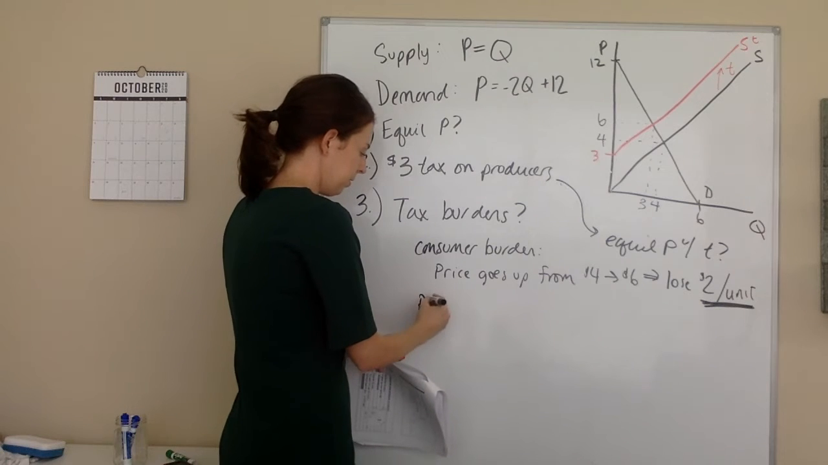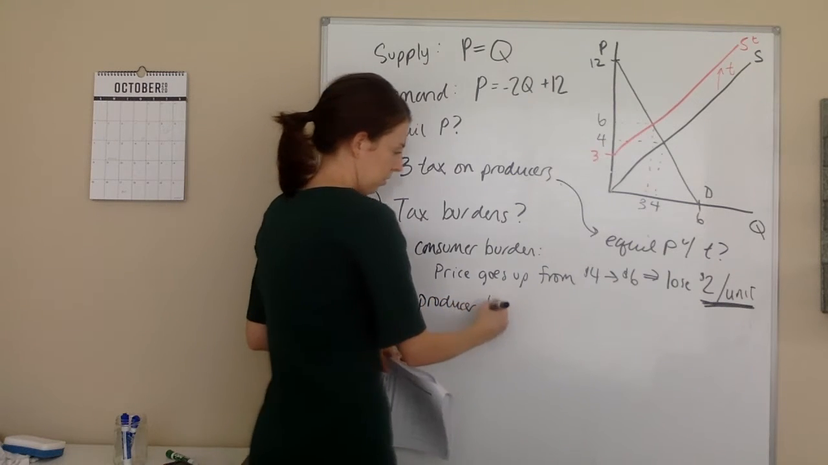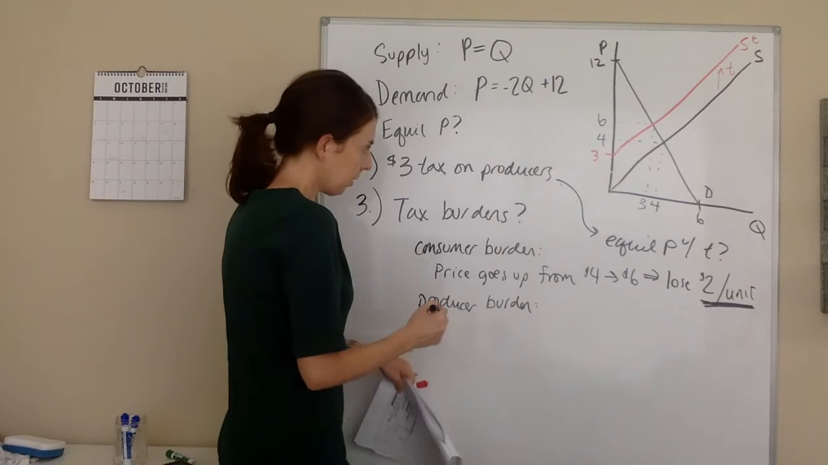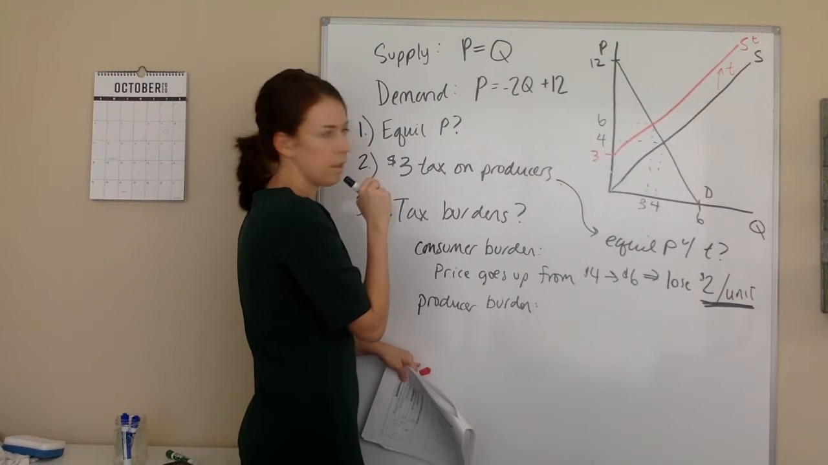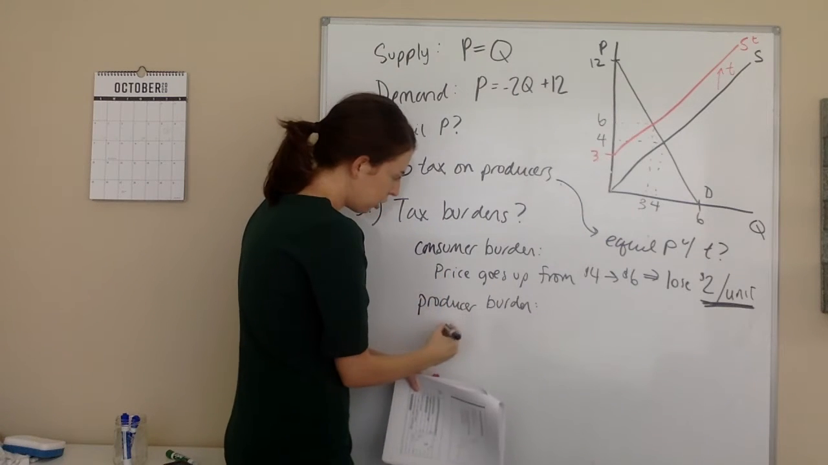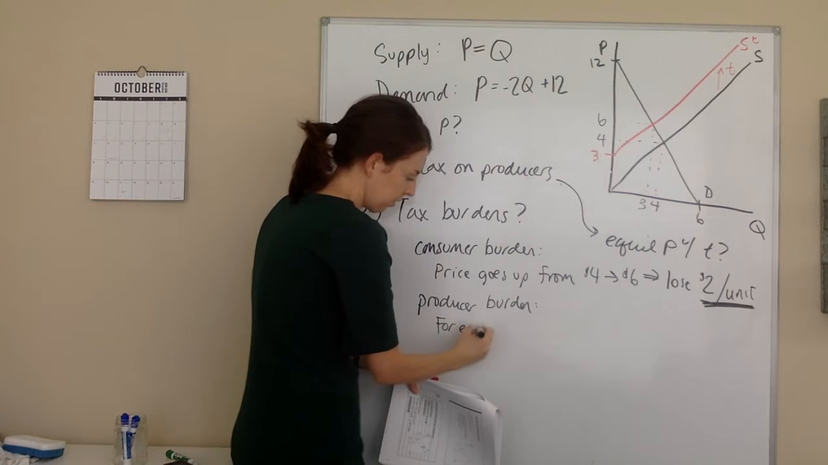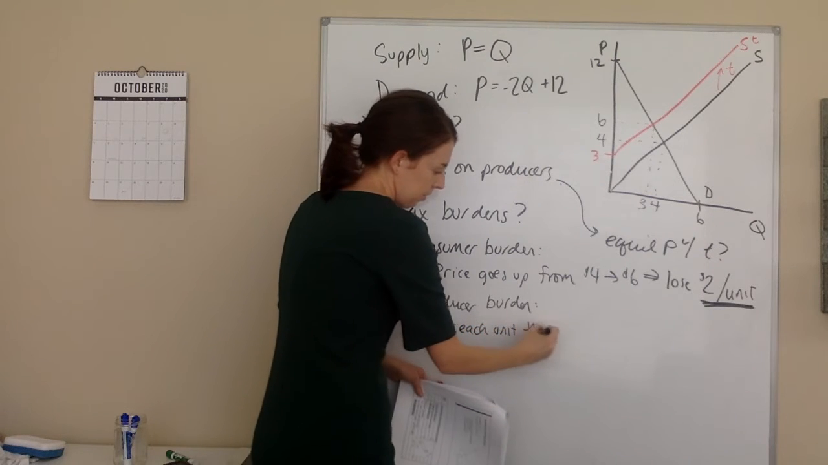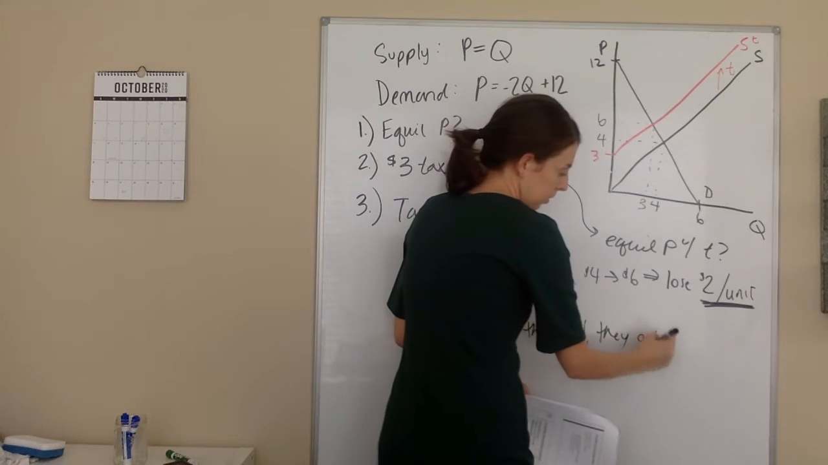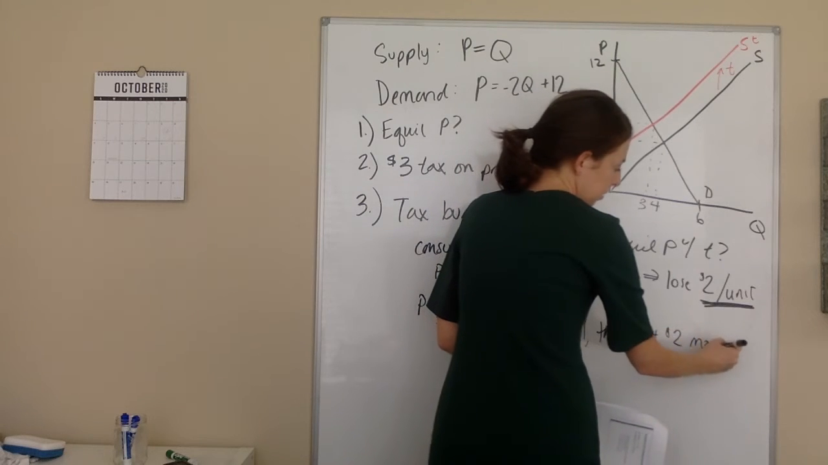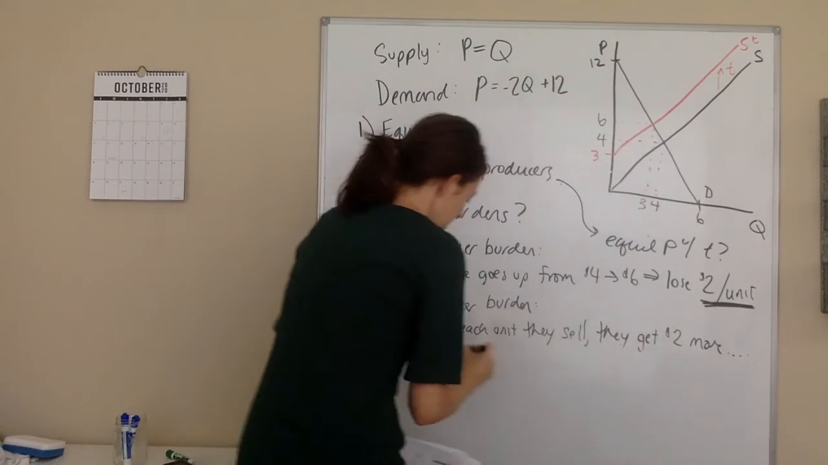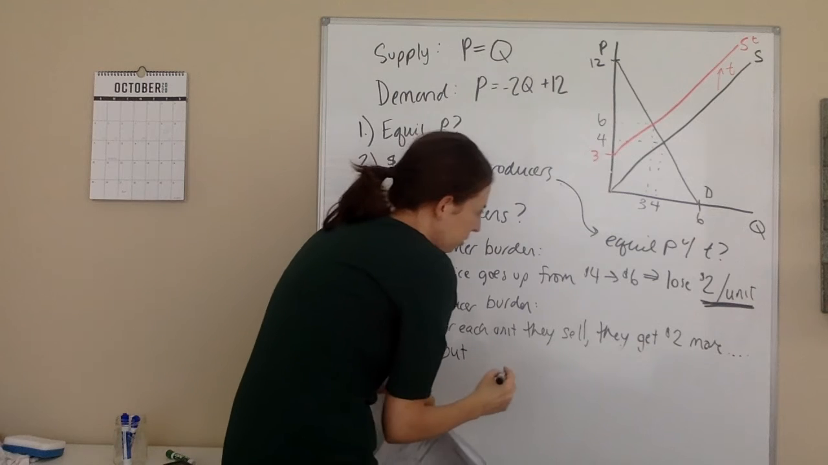For the producer burden, think about the sellers. They're the ones who actually have to write the check to the government. So for each unit they sell, they get $2 more. This is consistent with the equilibrium price going up from 4 to 6. But they then have to pay the government $3 in the tax.